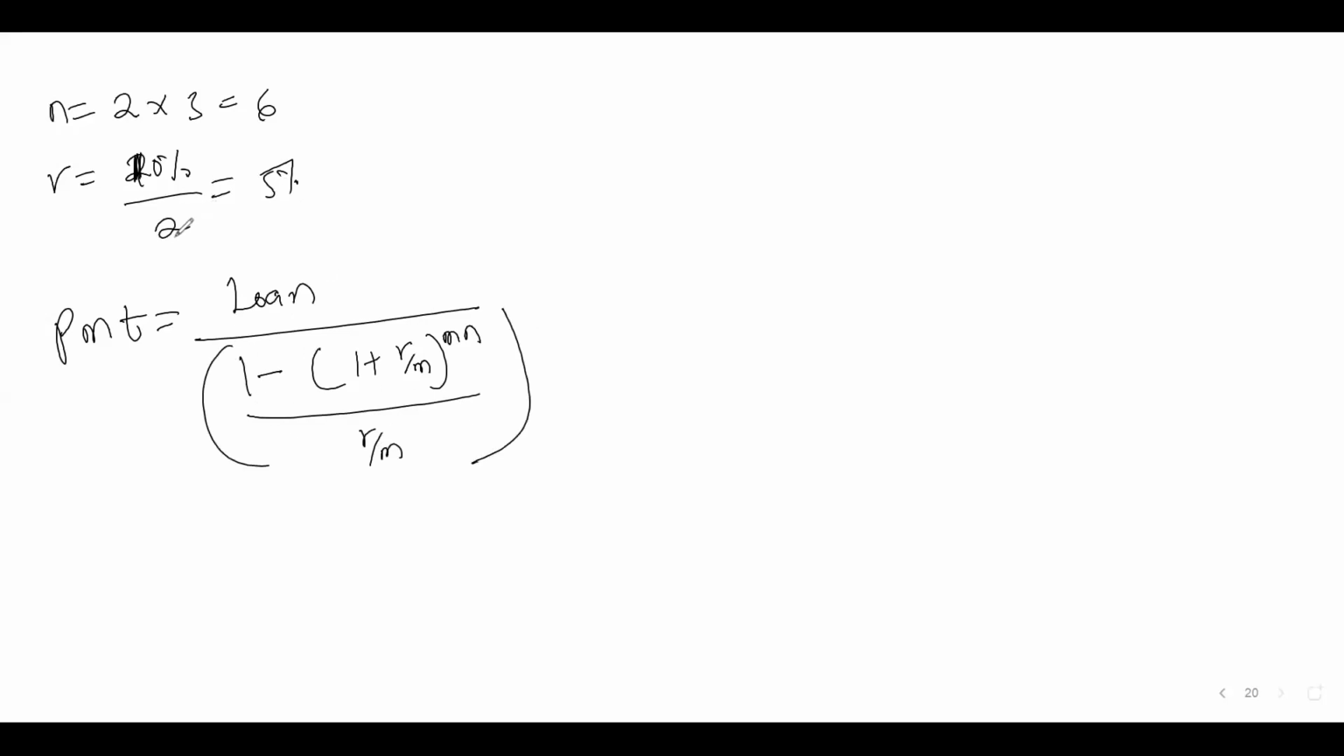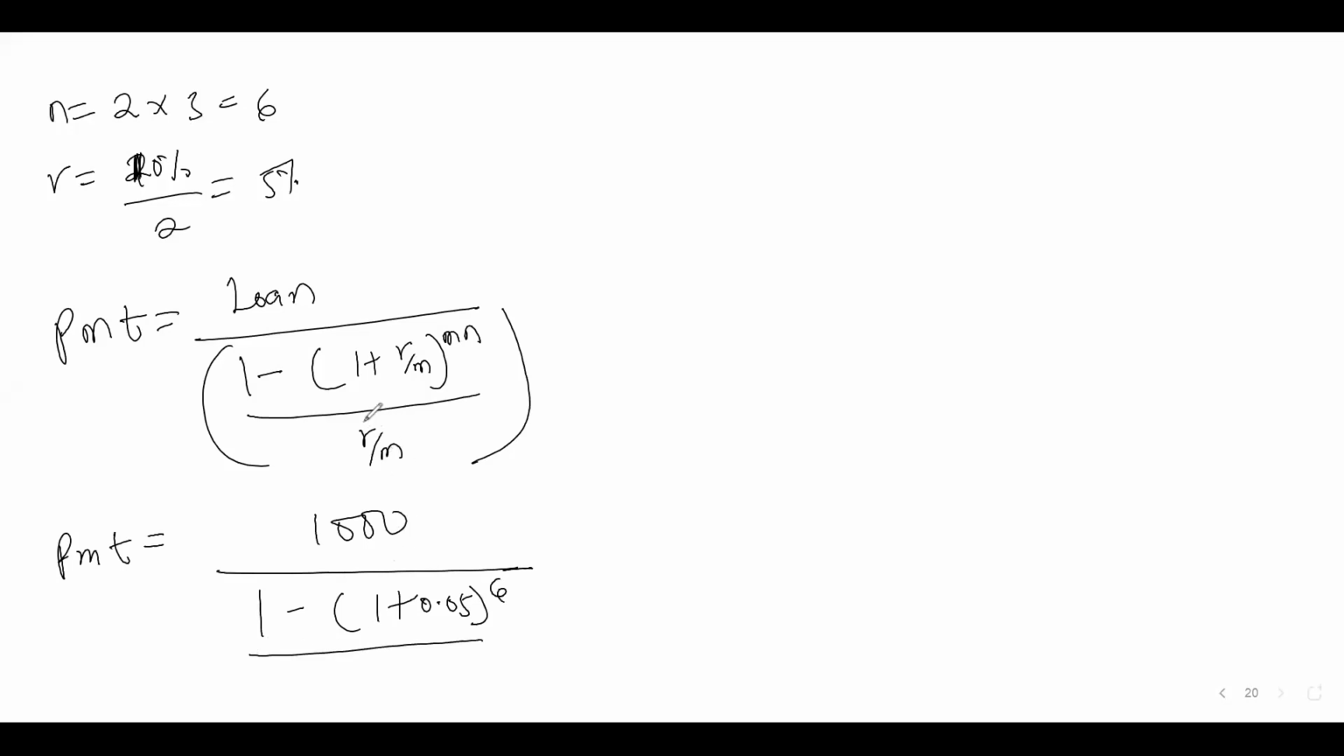So it's like whenever you see the interest rate, you divide by the number of compounding periods. Whenever you see N, you multiply by that number. So the payment now becomes loan of 1,000 over 1 minus 1 plus, if you divide R by 2, you get 5%, so 0.05. And if you multiply the years by 2, you get 6, over R over M, which is 0.05.